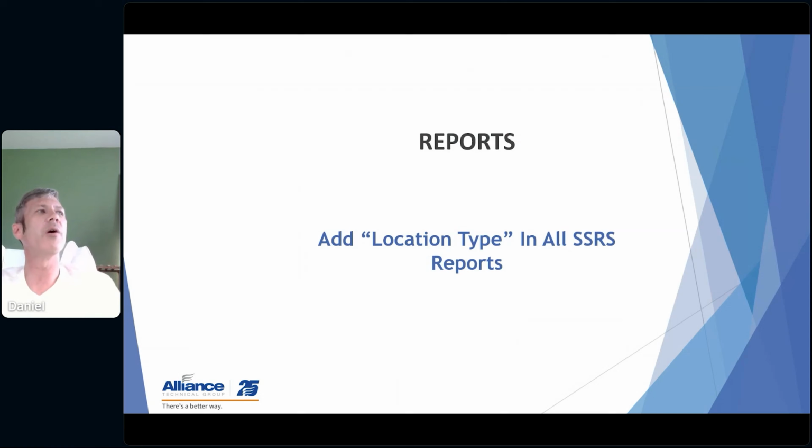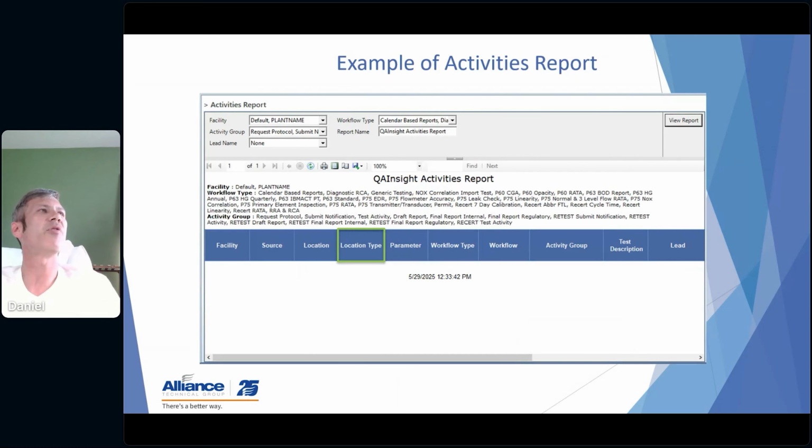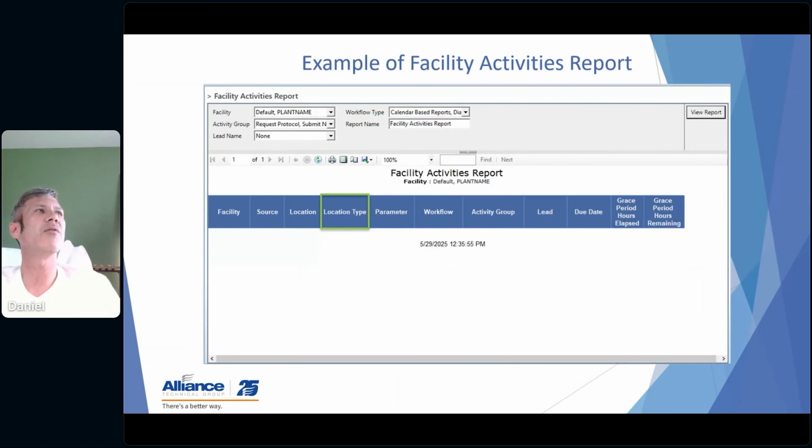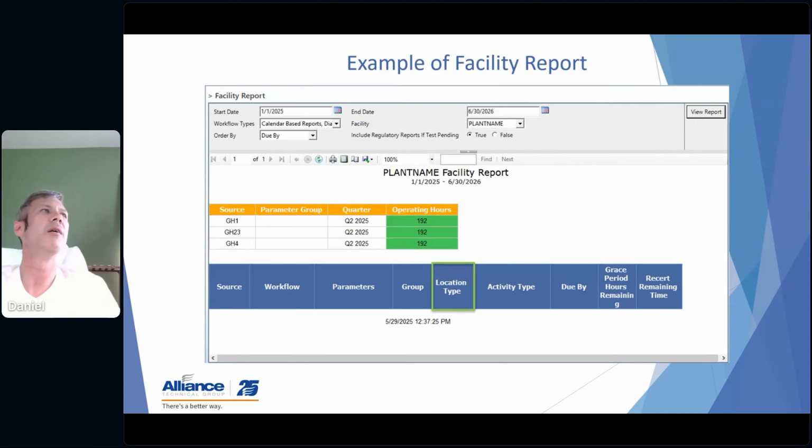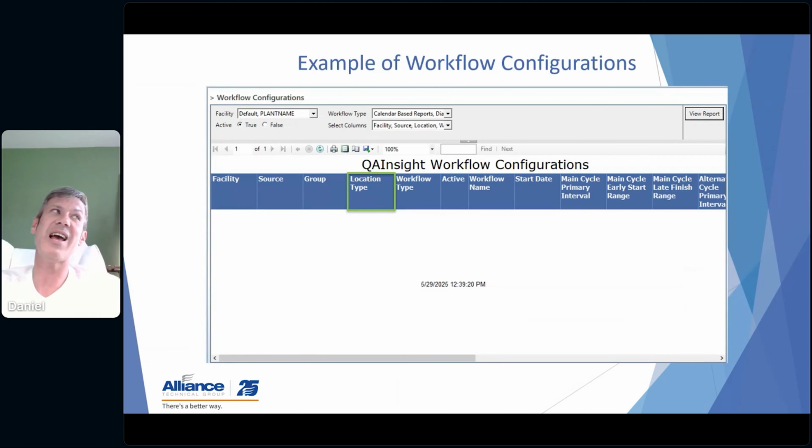Reports. So, again, here we made some very minimalistic, but hopefully appreciated, changes. And obviously some of you have asked for them, saying, hey, you left out location type in the reports. I'd like to be able to see stack, duct, etc. So we added that column to all of these: the activities report, the facility activities report, the facility report, and lastly, the workflow configuration.